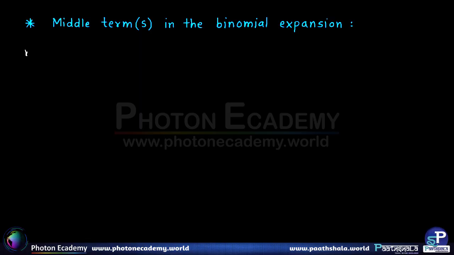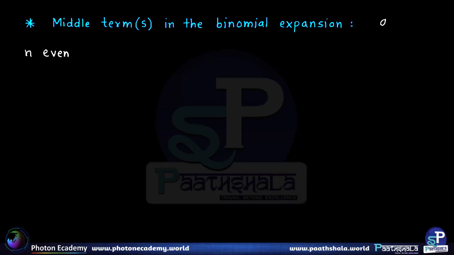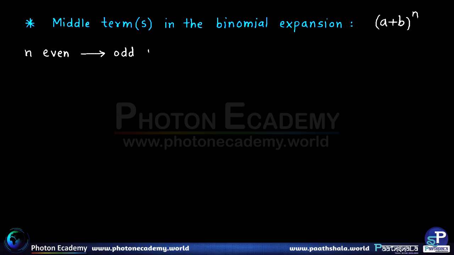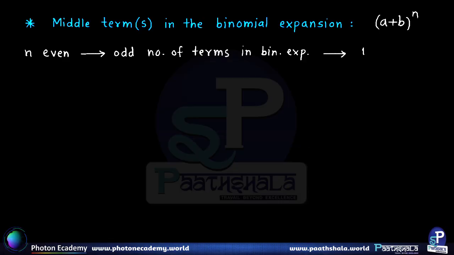That is because, suppose let's consider that n is an even number. So we are talking about the binomial expansion a plus b raised to n, and if n is an even number, then we have seen already that it will contain n plus 1, which is an odd number of terms in the binomial expansion. So if n is even, then we have an odd number of terms. Now, if we have an odd number of terms, then it means that there is one single term which is a middle term, or the term which appears in the center.